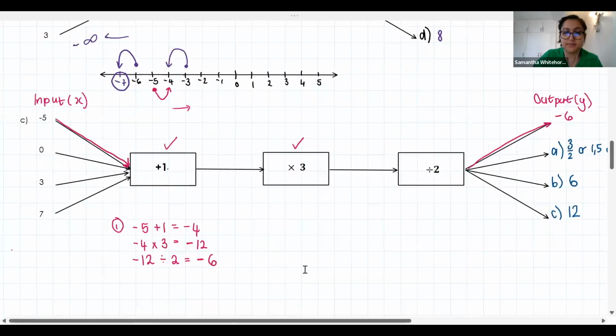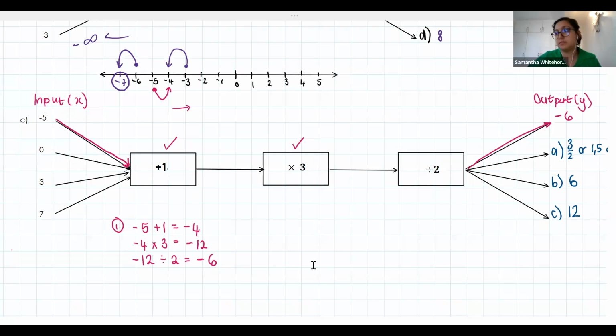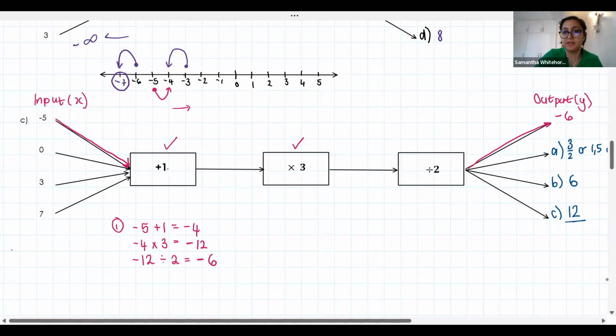Ma'am, for D, isn't it 7 + 1 equals 8, multiplied by 3 equals 24, divided by 2, and the answer is 12? Yep, that's what we've got there, 12. Oh, thank you.